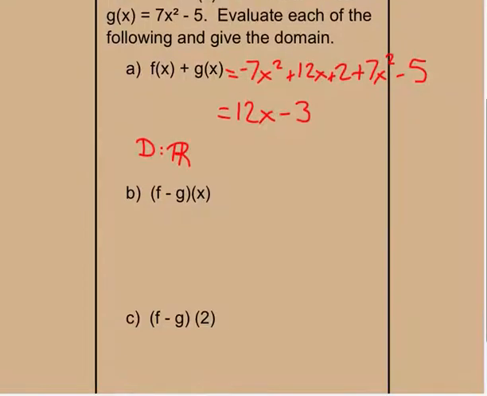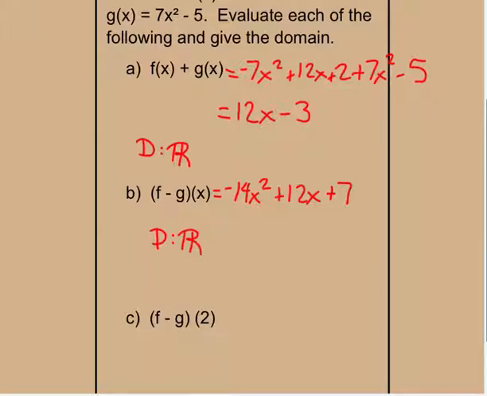Subtracting, same process. Negative 7x squared minus 7x squared will give us a negative 14x squared. The 12x, again, does not have any like terms. And then the 2 minus negative 5 becomes a positive 7. Again, look at the domain of not just your answer, but the two original functions. We already talked about quadratics. The domain is all real numbers, and that's what we have for our difference as well, so our domain is still all real numbers.